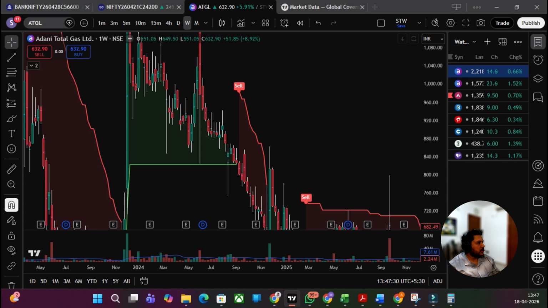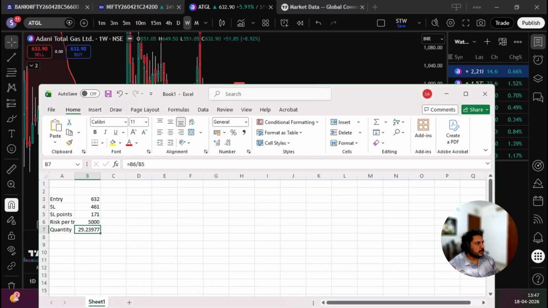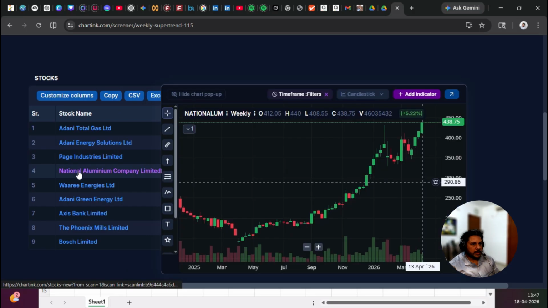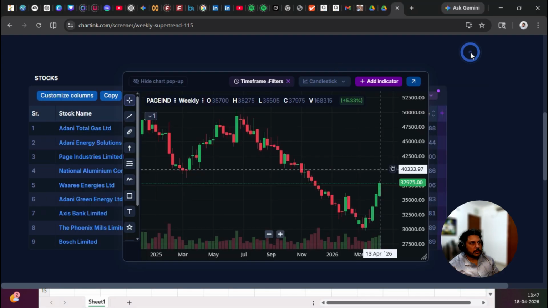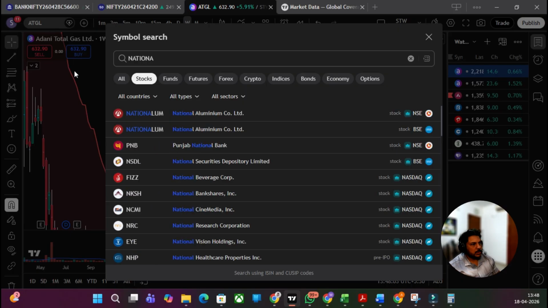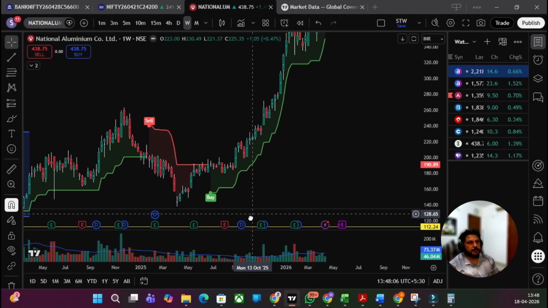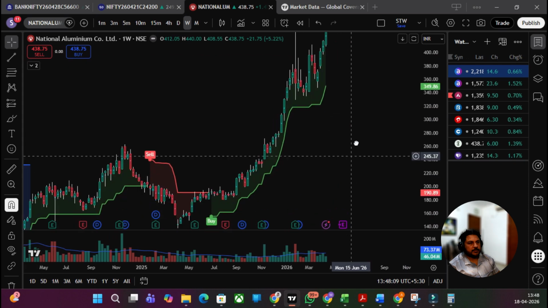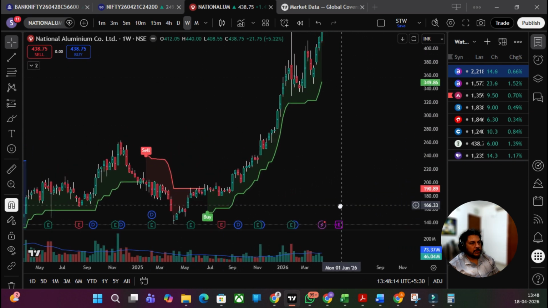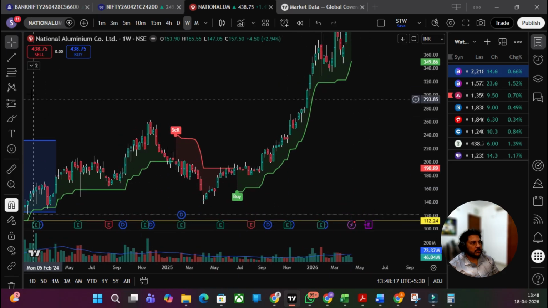So this is a pretty new stock. So let's look at another stock, a stock which has years of data. So let's look at National Aluminium. Let's go to the chart. National Aluminium. So see this beautiful move which you got on a weekly time frame. This is the kind of returns which you will get.